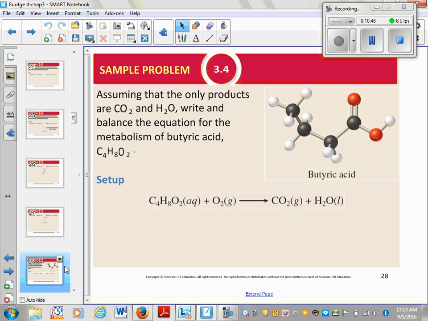So I'm going to subtract the 2 from the butyric acid. That leaves me how many left? 10. I can put a coefficient in front of the oxygen. What number times 2 gives me 10? There we go. And we're balanced.